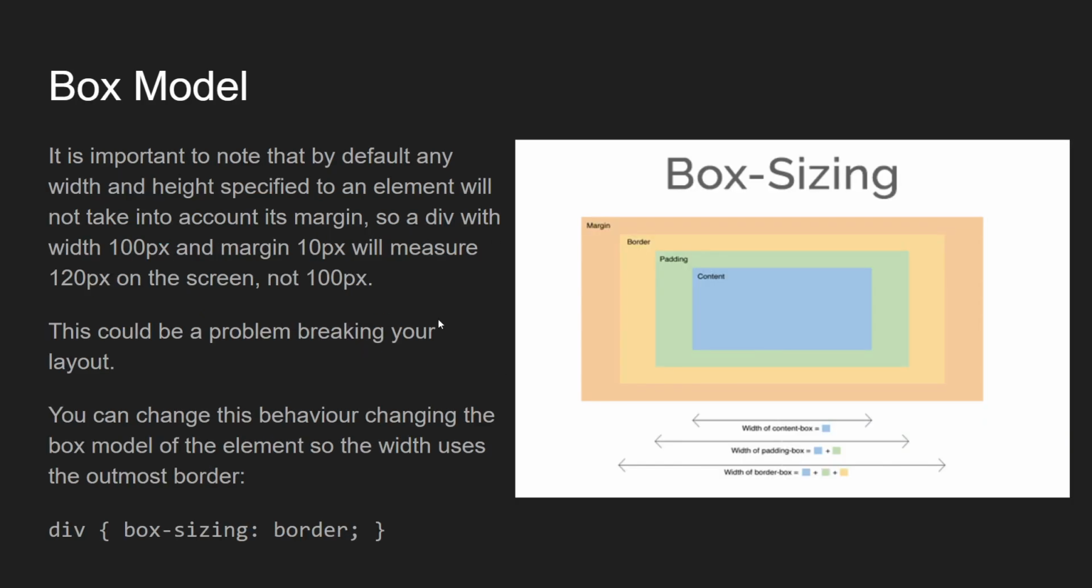And finally, box model. This is very important when considering web designing because this is basically like your canvas that you have to paint or edit. It's important to note that by default, any width and height specified to an element will not only take account its margin, so a div with, let's say an example, 100 pixels and a margin of 10 pixels will measure 120 pixels on the screen, not 100 pixels, which a lot of people get confused about. And this could be a problem breaking your layout.